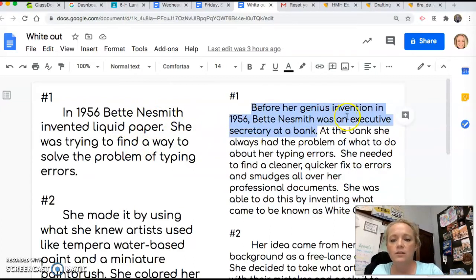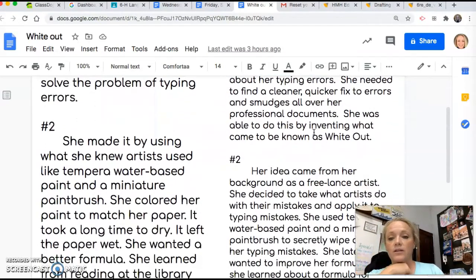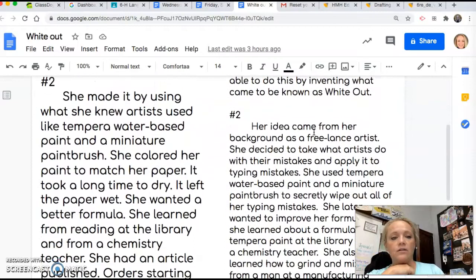Told you what she used to do, that she was a regular person, just like you and me, working as an executive secretary at the bank, because I want my readers to know that you can start off at a normal job and then come up with a great idea and turn into an inventor.